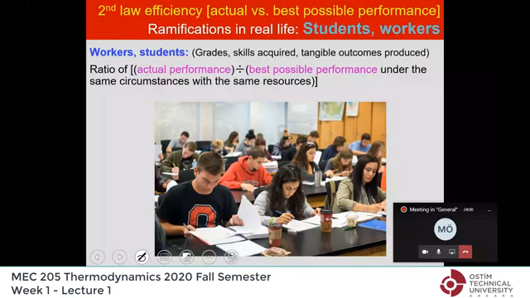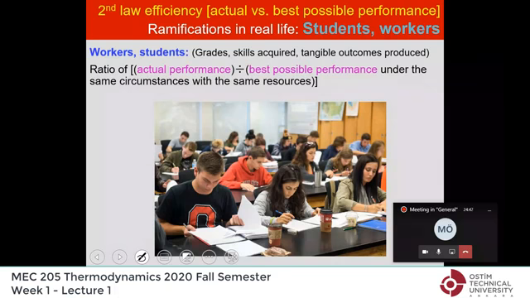It is your actual performance, as we can see from grades, skills acquired, tangible outcomes produced, compared to the best possible performance under the same circumstances with the same resources. So this is the second law of efficiency. That means using the same time, the same resources, if you can produce more, then probably you will have a higher second law of efficiency, and you will be a better performer there.